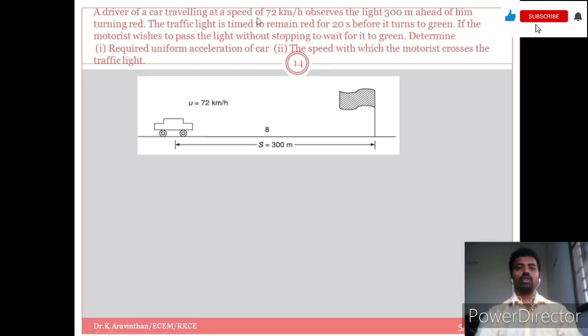So what you have to do is determine the required uniform acceleration of the car. At what acceleration should it be operated in order to reach the destination, and the speed with which the motorist crosses the traffic light. So what is the speed and the acceleration which is required in order to cross the signal.